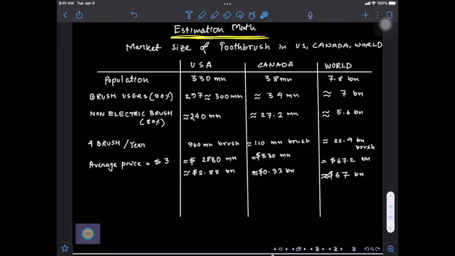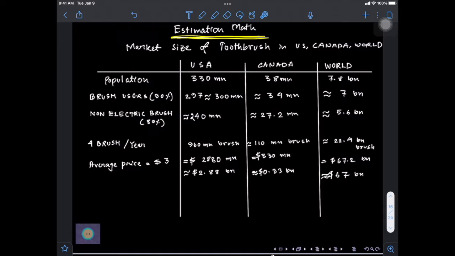And then we are going to assume that one person uses a total of four brushes in 1 year. This is based on the logic that typically doctors recommend that we use one brush for 3 months and then we buy a new one. Using that logic as the basis, I can assume that one person on average uses four brushes in 1 year. Using that as the assumption, we can estimate that in one given year, around 960 million brushes are sold in the US, around 110 million brushes in Canada, and in the whole world it should come up to around 22.4 billion brushes.